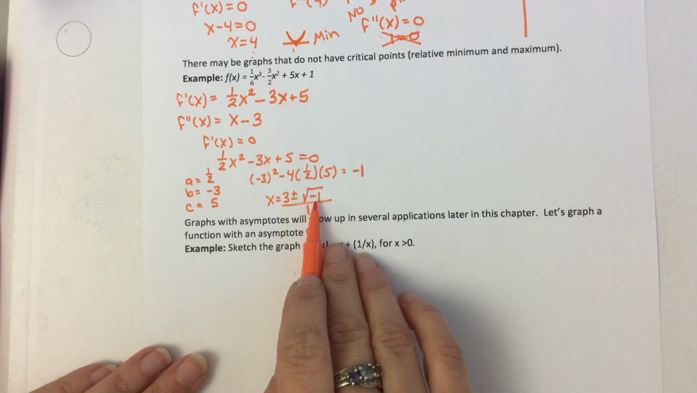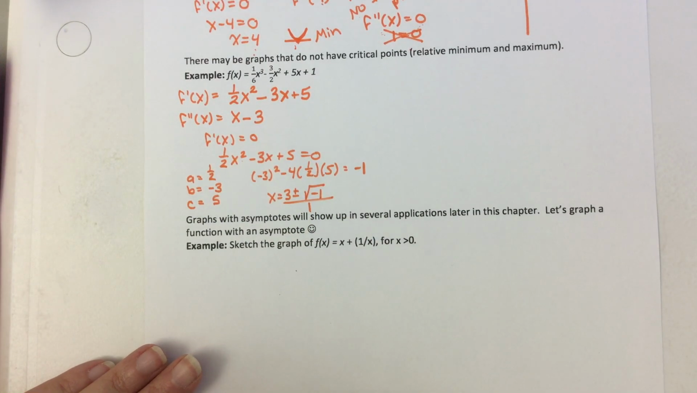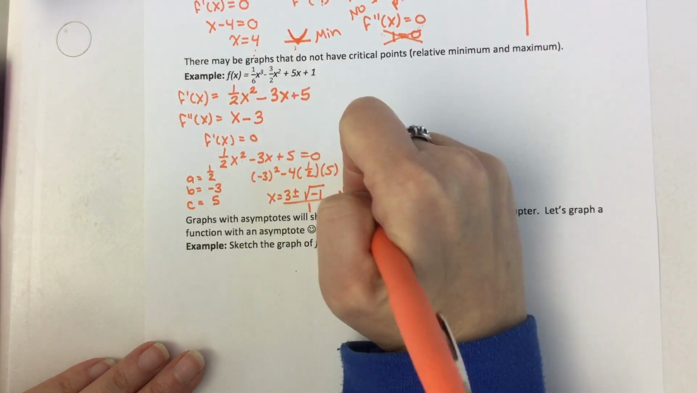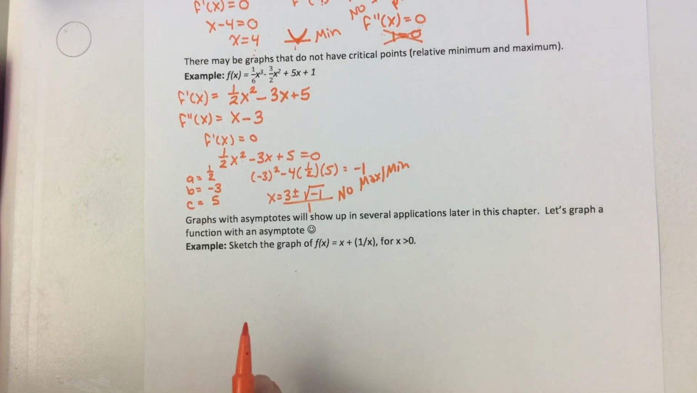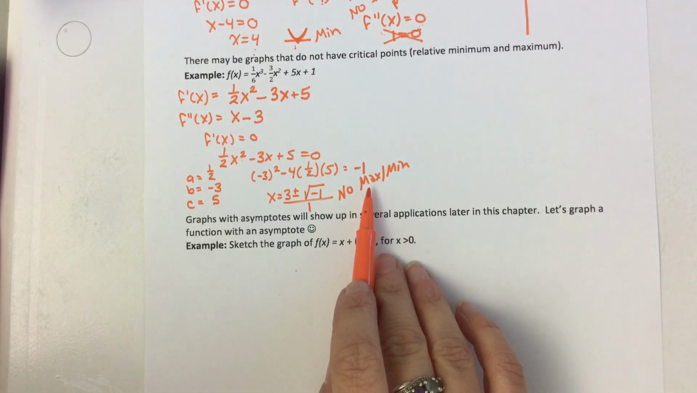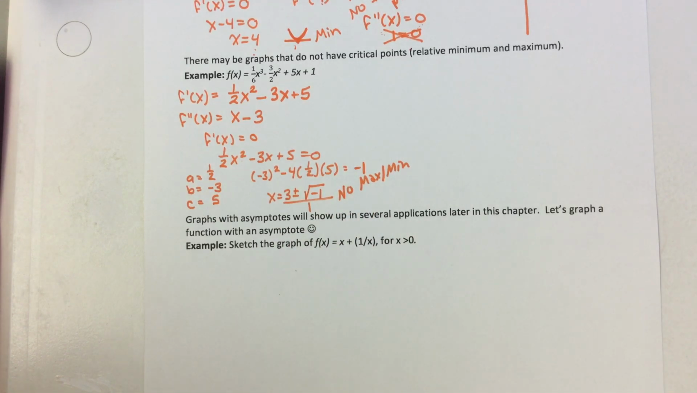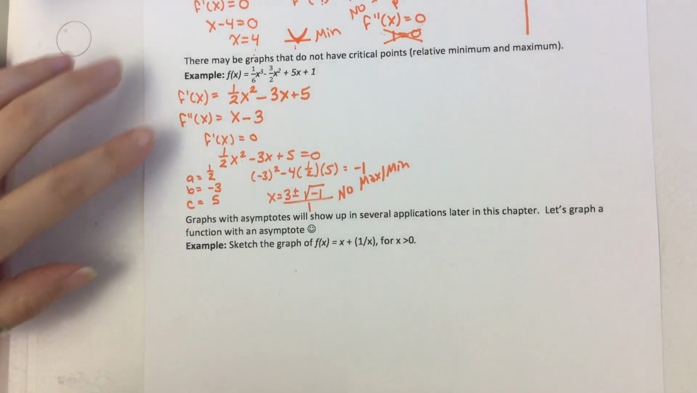A negative underneath the radical means it's imaginary. So this tells me I have no maximum or minimum points. So this graph that we are going to be creating pretty shortly has no locations where it switches from increasing to decreasing or decreasing to increasing. Okay, let's check and see if maybe we have an inflection point.